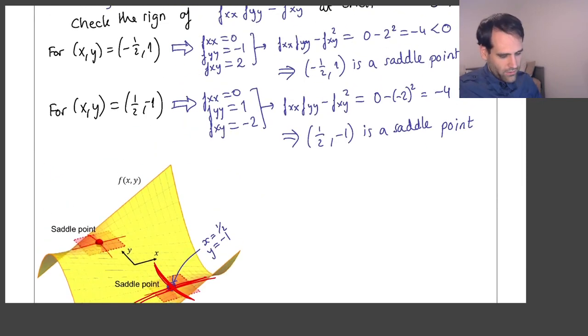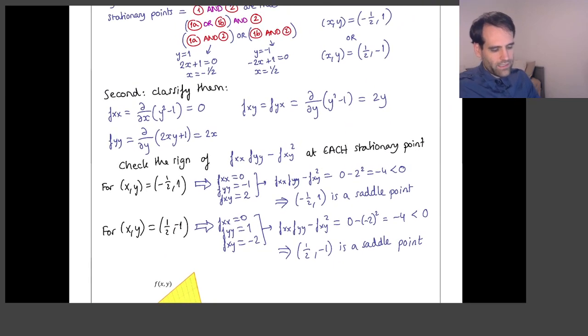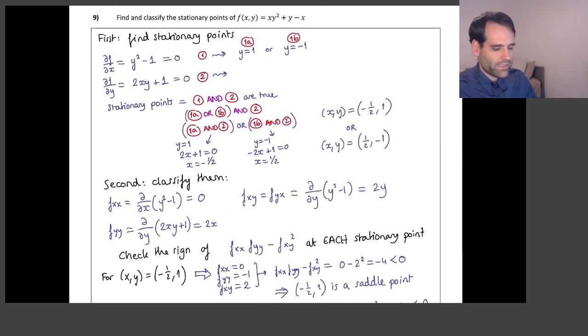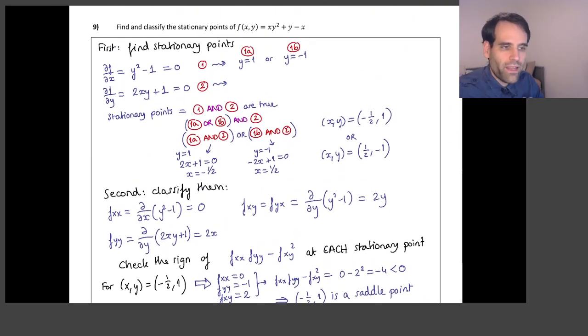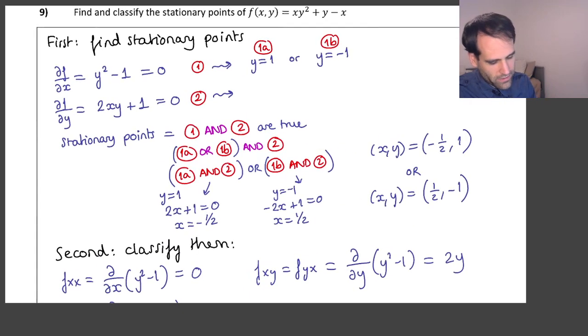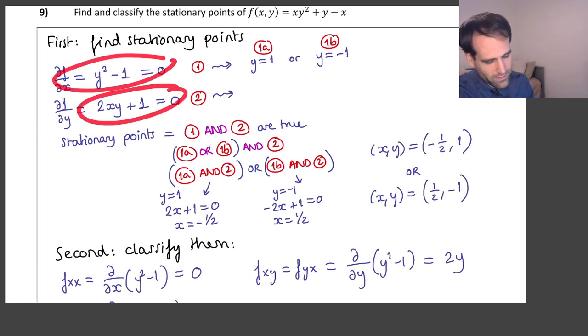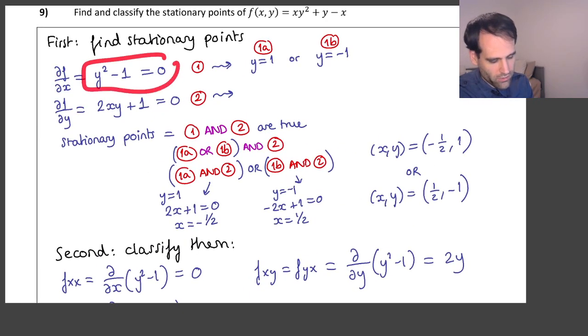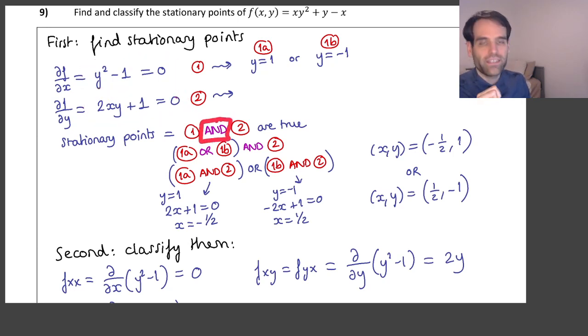Excellent. So you can see that it's quite easy to find stationary points and classify them. You have plenty of problems in the PDF of the notes, so I recommend you to go through more problems. The only 2 tricky parts I would tell you to look out for is, first, when you are solving the simultaneous equations, you must make sure that both equations are true. Both. So that's why I insisted on this "and" here.